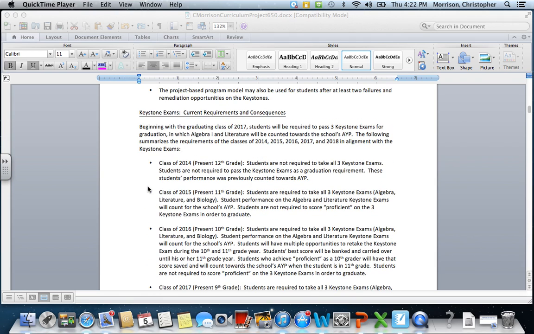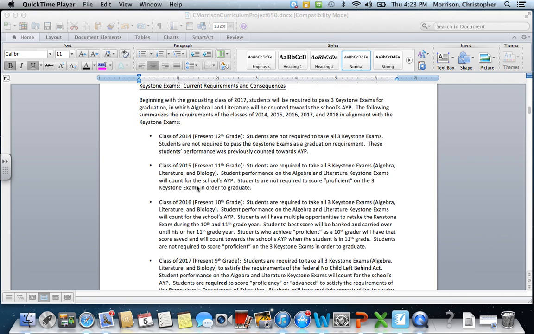This section, current requirements and consequences. As I outlined, I went through each of the current classes in the high school, the class of 2014, which are our current seniors, and I explained what each class is required to do. If a new administrator would walk into school tomorrow and open this document, it provides them with some basic knowledge of the requirements that students have in relation to the Keystone exams.